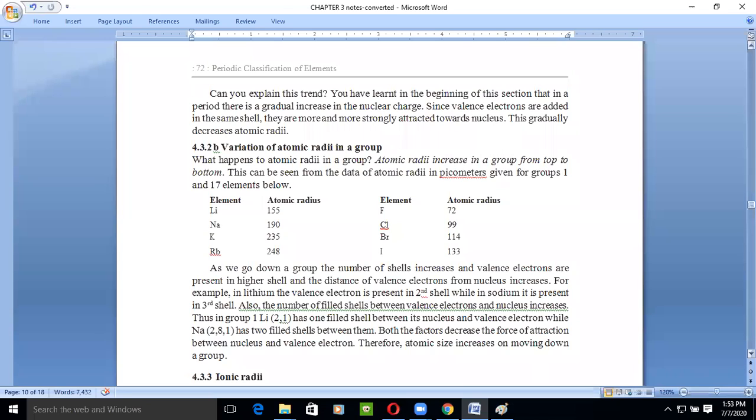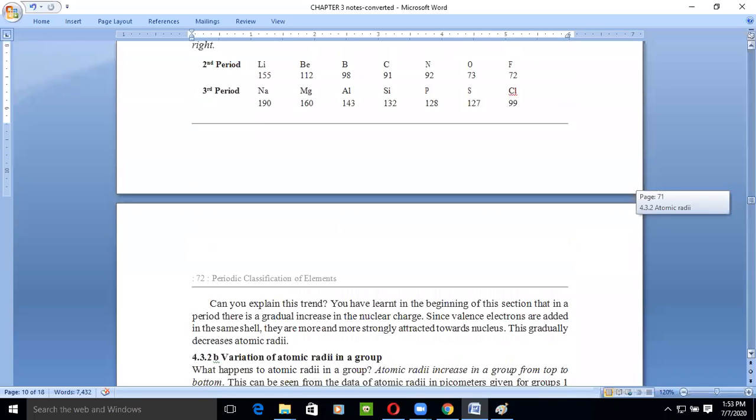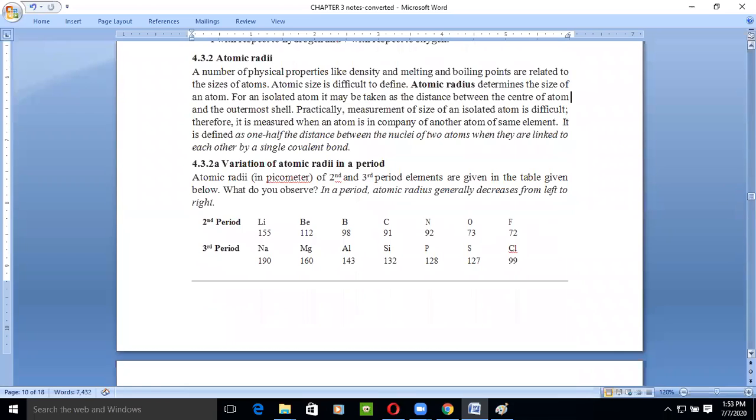But it is quite difficult for scientists to find out the distance between the nucleus and the outermost shell of an isolated atom, meaning a single atom, because a single atom can react with anything to attain a stable state. So it was very difficult for scientists to find out the atomic radii of a single element. That is why they took a different style to find out the radius.